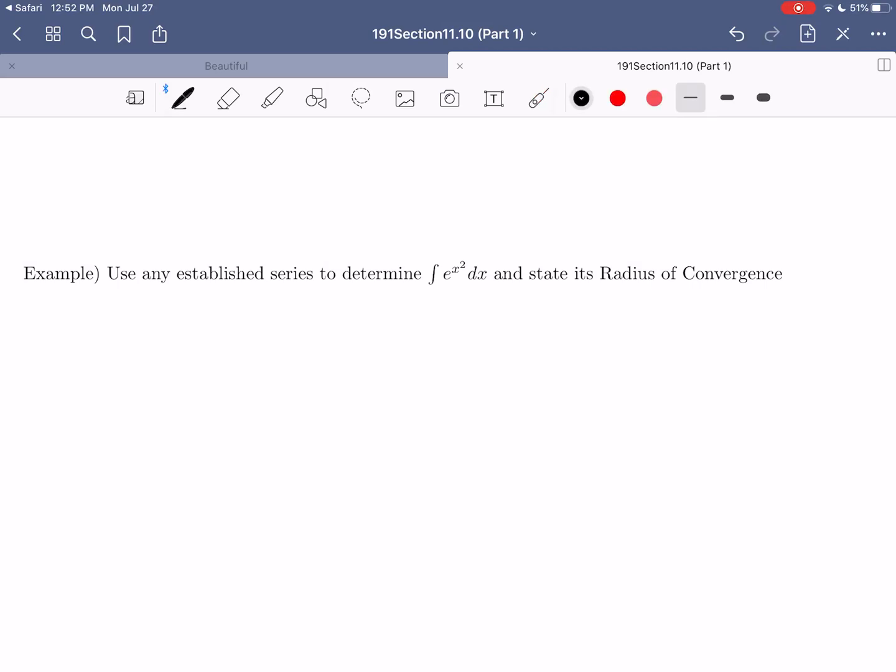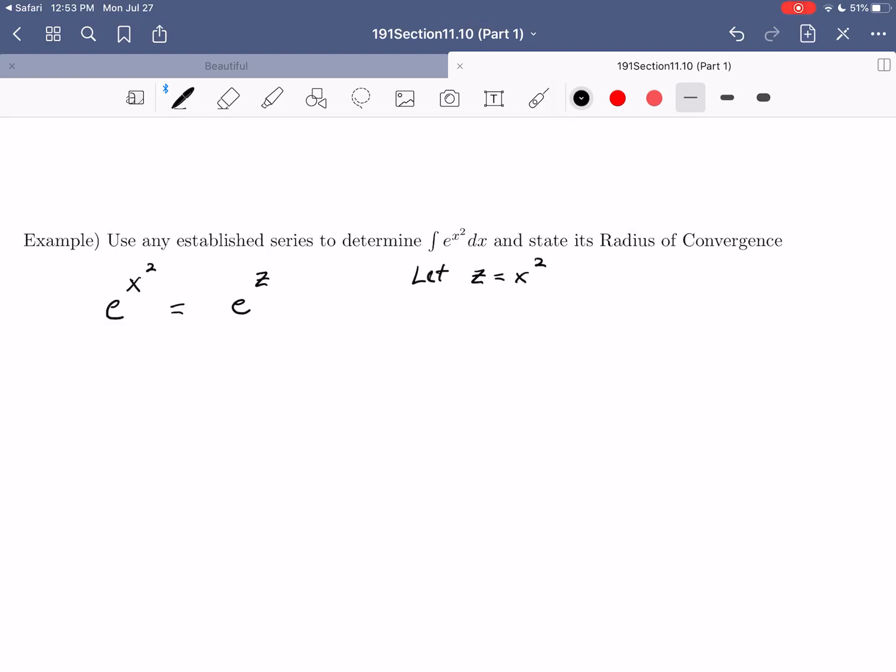So we're going to start with e to the x. Well, we can go ahead and actually start with our e to the x squared. And we'll call that e to the z. Let z equal x squared. Then, of course, we can use the established series we have for the exponential. So this will be the sum from n equals 0 to infinity, 1 over n factorial, z to the n, as long as absolute value of z is less than infinity.